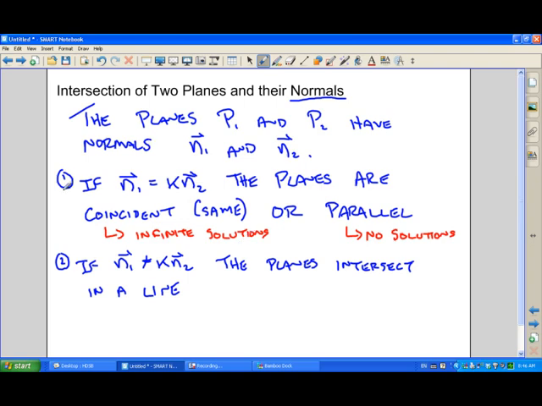So in the video today, we've looked at point 1, being able to tell if planes are coincident or not. We know that if the normals are not scalar multiples of each other, then the planes will intersect in a line. Tomorrow in class, I'm going to look at point 2 and show you how to determine the line of intersection.